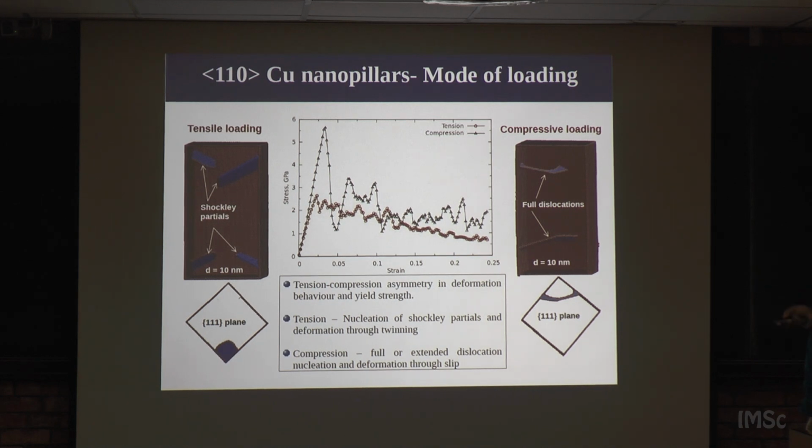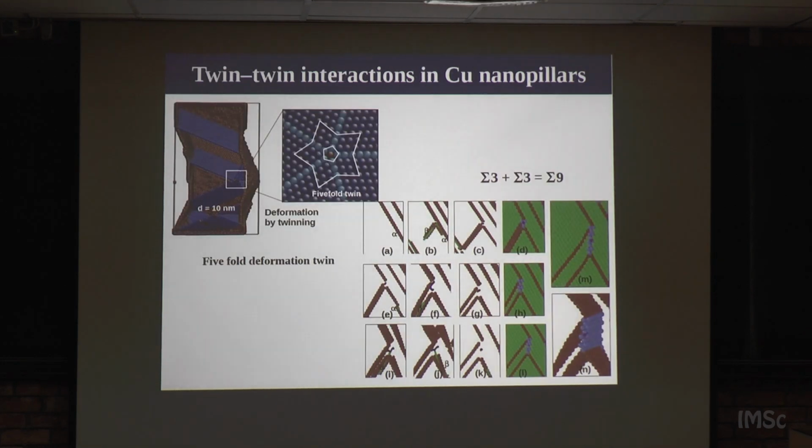Again, how the loading changes here is something similar. You can see that it is basically by a partial dislocation in tension, and by full or extended dislocations in compression. When the nanowire undergoes a twinning mechanism, the twin interaction leads to the formation of something like a 5-fold twin boundary, which is of interest, and then how the twin interaction leads to the formation of higher order grain boundaries.